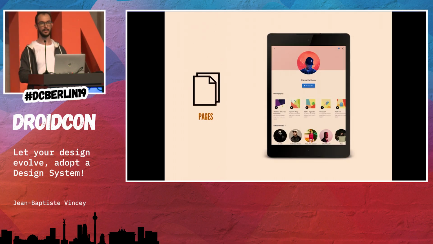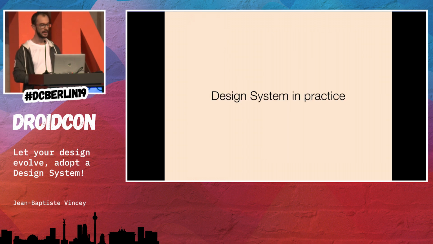And finally, you have the pages, which are actual instances of templates that bring real data and real visuals. So that will look like the end screen as the user will see it. So now, how to build such a design system in practice.